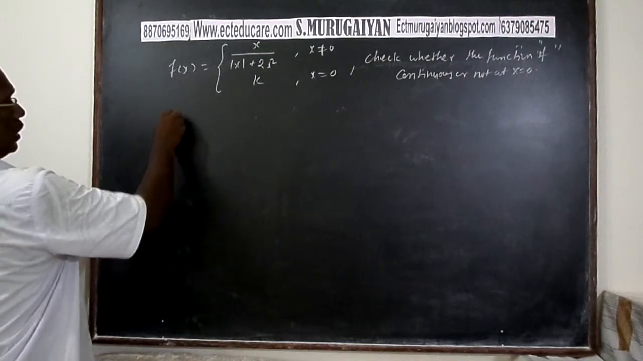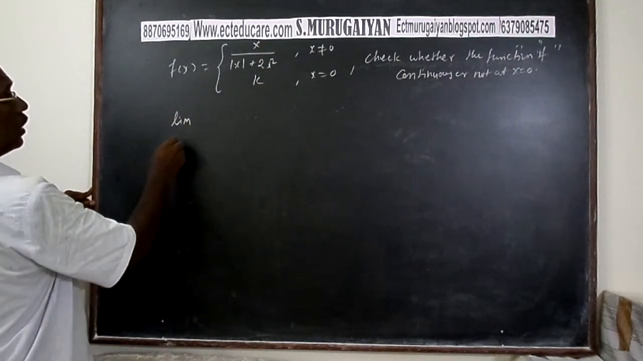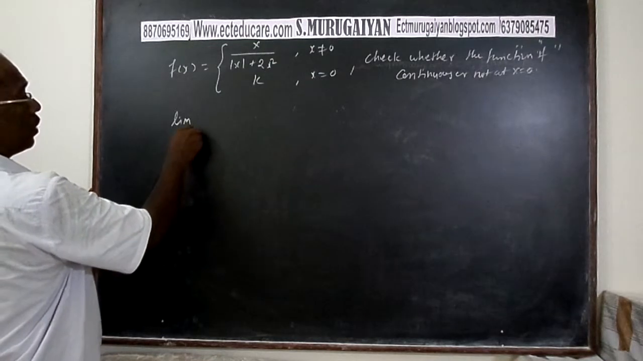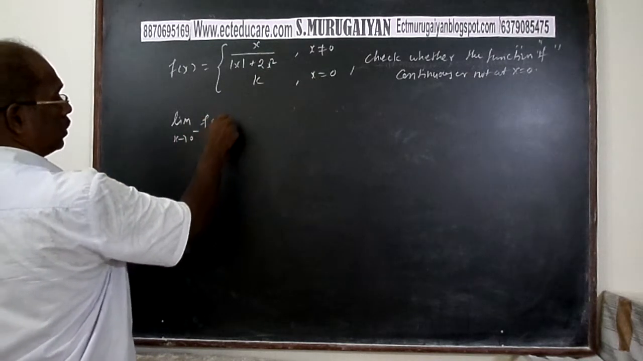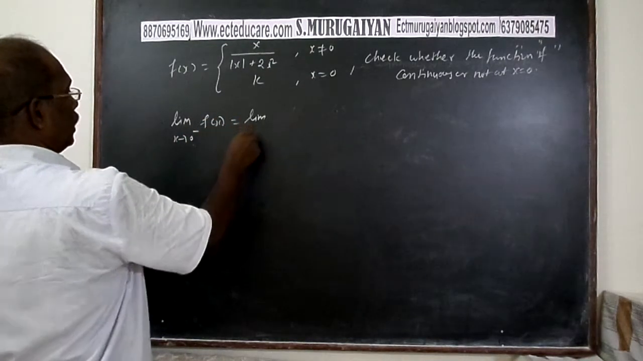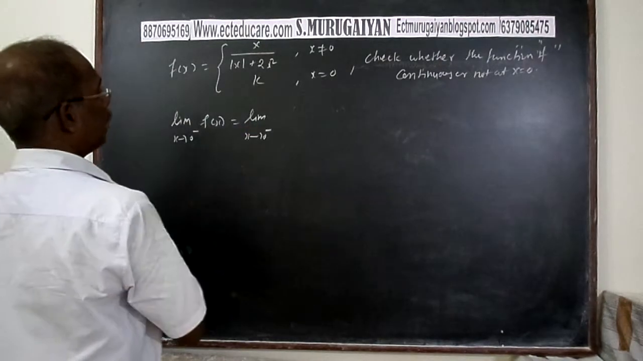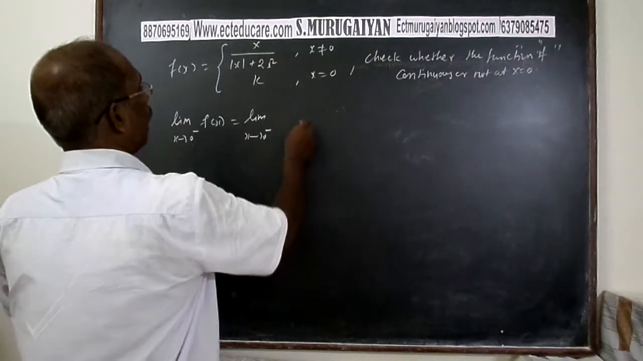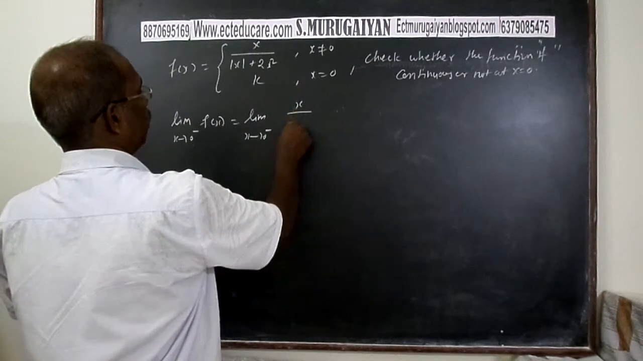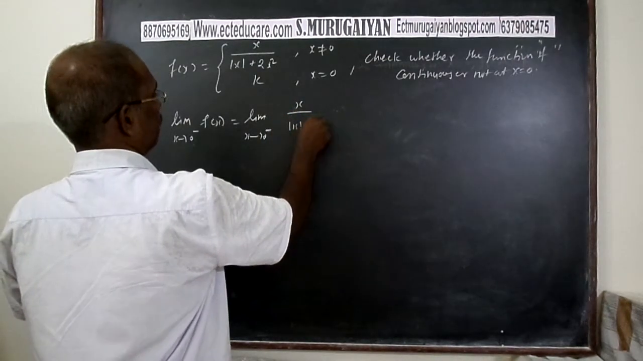So let us start with the left hand limit. Limit as x approaches 0 from the left side of f of x. Limit as x approaches 0 from the left side of x by mod of x plus 2x square.